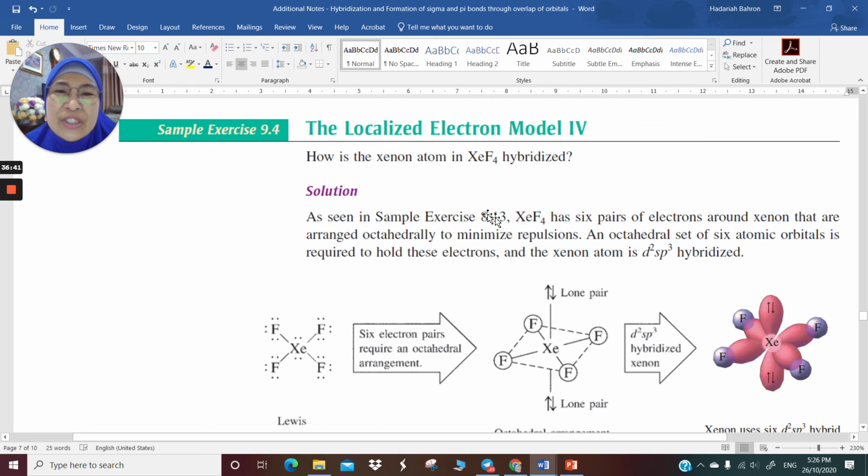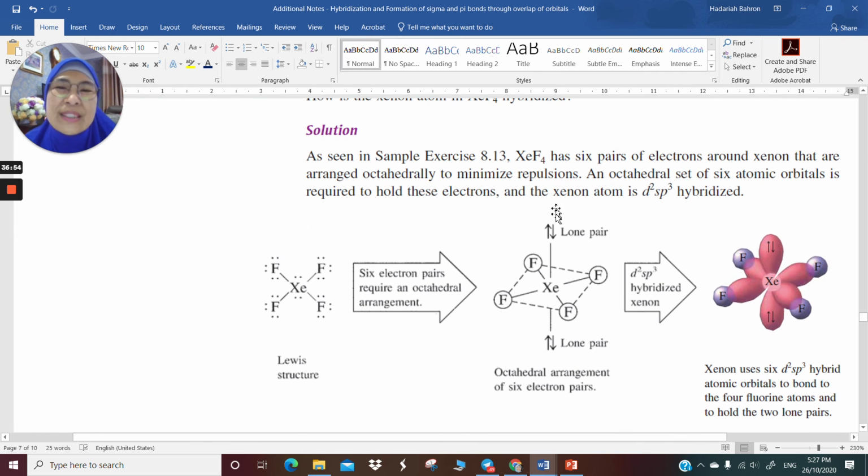And there's one question here. How is the xenon atom in XeF4 hybridized? So you see, when you draw XeF4, this is what it looks like, the Lewis structure. You must start with the Lewis structure. So around xenon, you have 1, 2, 3, and 4 bonding pairs, 2 lone pairs. So it will have to be D2sp3. On the fluorine, you have 1 bonding pair and 3 lone pairs. So it is sp3. Similarly with this, sp3, sp3, sp3.